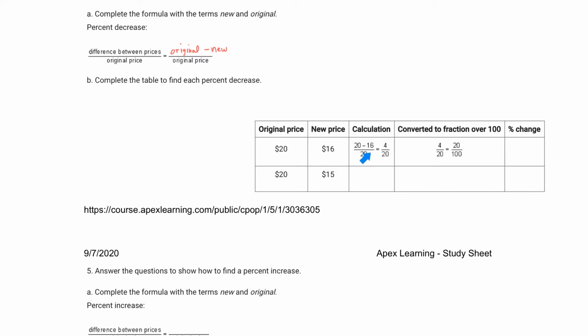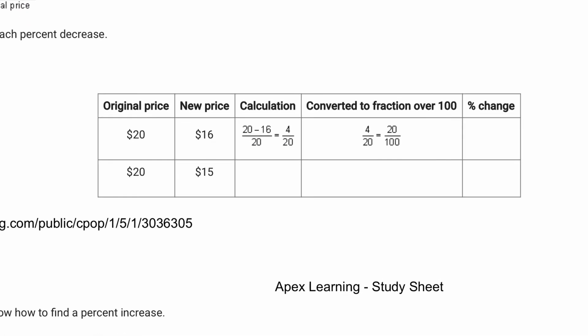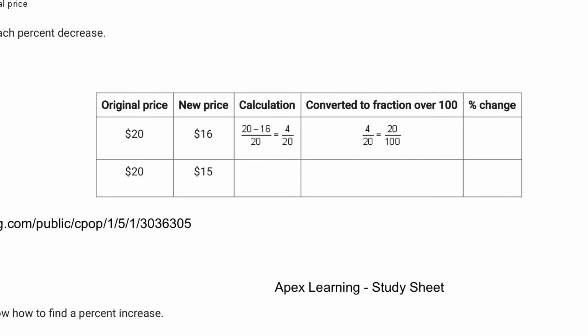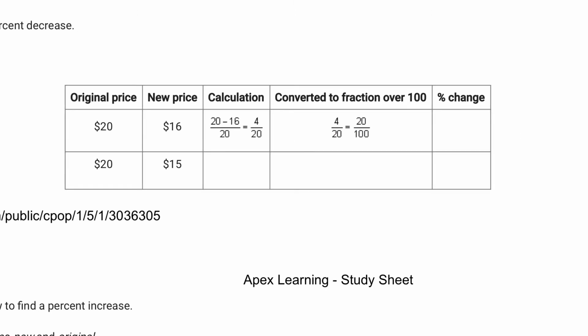And the difference between them is 4. So the difference is 4 divided by 20. And what they did is they said, well, 20 will go into 100, 5 times? And 4 times 5 is 20. So that means the percent change is 20%.